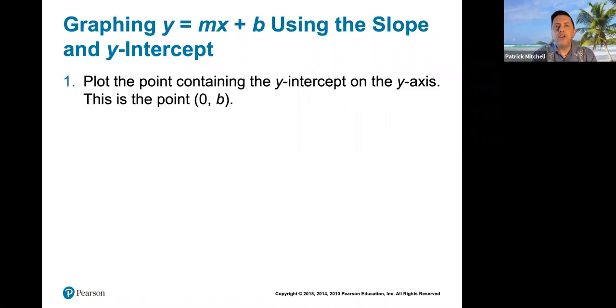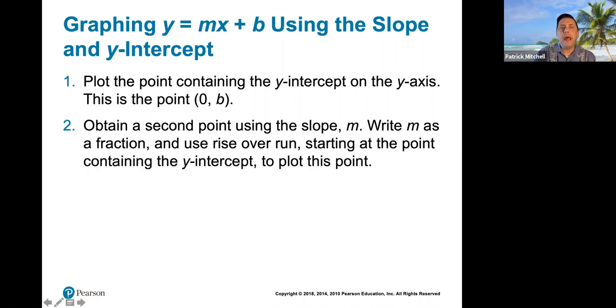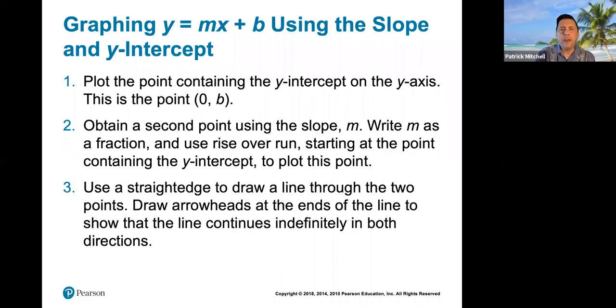To graph a line whose equation is in slope-intercept form, the easiest thing to do is to start by plotting the y-intercept, which is the point (0, b), and then obtain a second point using the slope m. Write m as a fraction and use rise over run, starting at the y-intercept, to plot that second point. Then use a straight edge to draw a line through the 2 points. Draw arrowheads at the ends of the line to show that the line continues indefinitely in both directions.